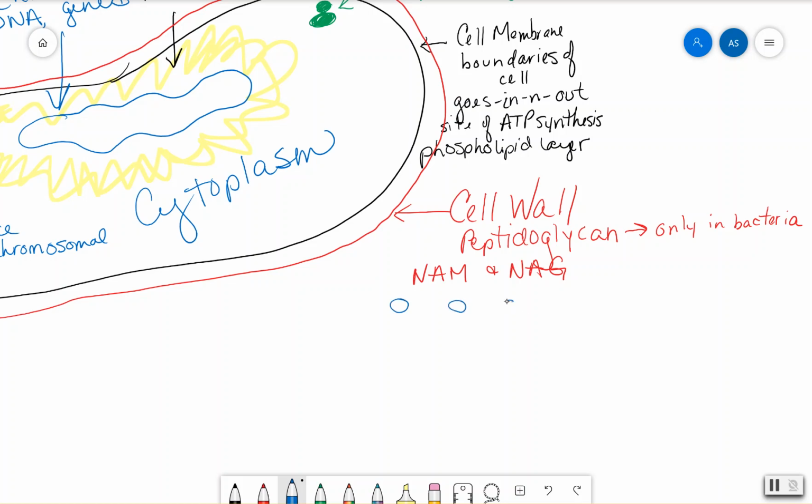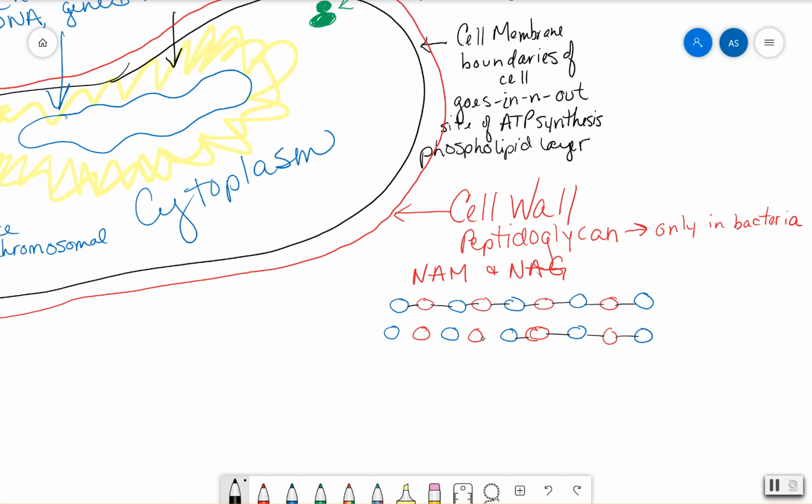So if I just draw this, I'm going to make my NAM subunits blue, and I'm going to make my NAG subunits red, and draw these. And it looks like maybe a little kid was making a necklace and alternating different colors of beads on this string. This one got a little funky. And so they are linked to each other with chemical bonds.